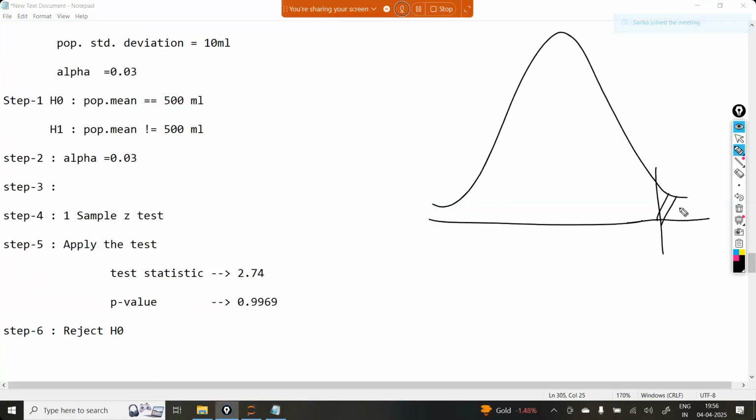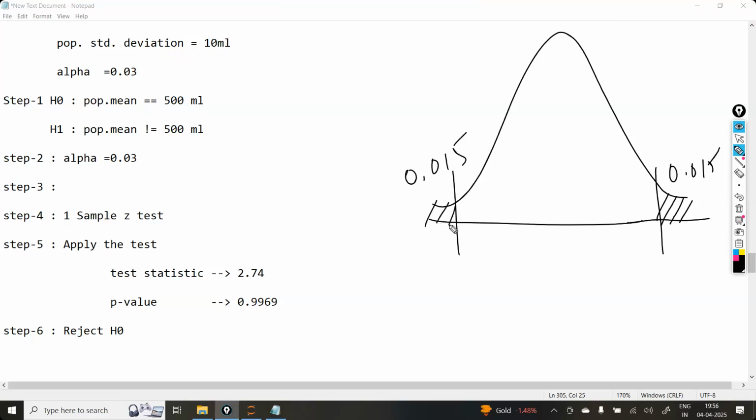Now, is 0.03 exclusively on the right side only, or only on the left side? No, it is split in half. So on the right side you have to take 0.015. On the left side you have to take 0.015. Right side half, left side half. Now this is 0 to 0.015. This is 0.985. This is 1. Right?